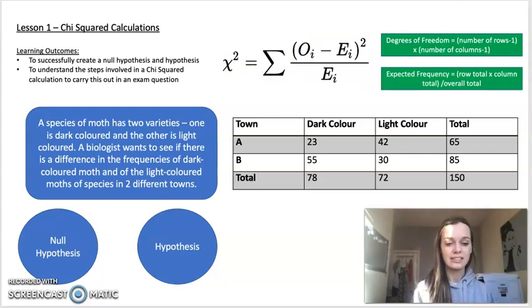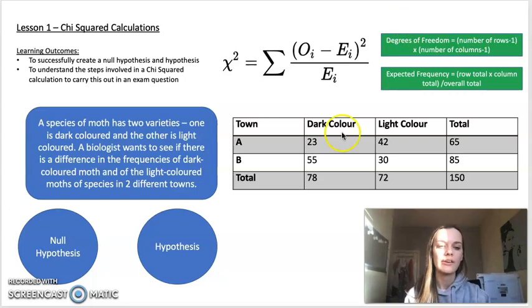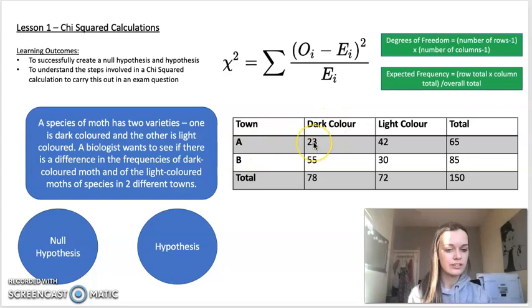So, O stands for observed. The observed frequency is the values that you observe in the experiment. So, observed for dark-coloured moths in town A is 23. The values here in the table are all your observed values. Then, expected frequency. This is calculated by row total times column total divided by the overall total. So the expected frequency of dark-coloured moths in town A would be equivalent to 65 times 78 divided by 150, which is your overall total.